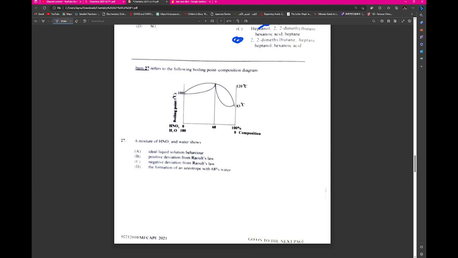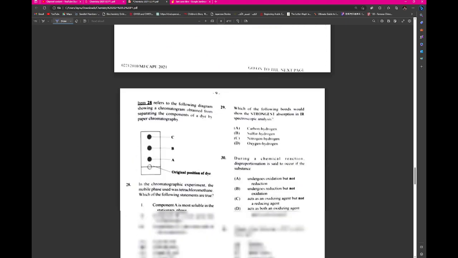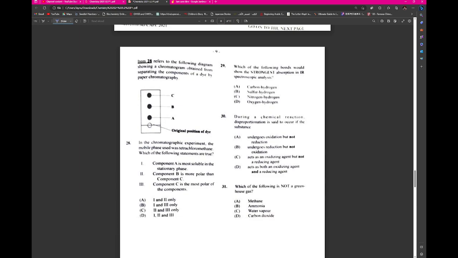A mixture of nitric acid and water shows a positive deviation from Raoult's law. See that the curve goes upwards. Let's look at this chromatographic experiment, in which the mobile phase was tetrachloromethane. So remember, the mobile phase is non-polar, which means the stationary phase is polar. Component A is most soluble in the stationary phase.